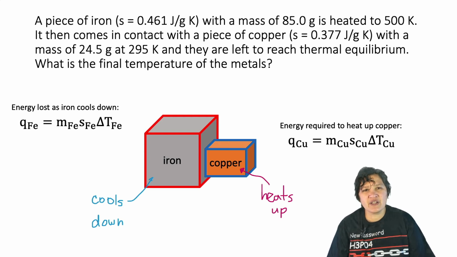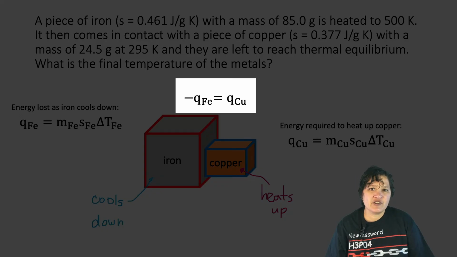Now, the important thing you have to realize is that these two energies are related. The reason is that the energy that is used to heat the copper is coming from the iron. How much energy is used to heat the copper? The exact same amount of energy that is coming out of the iron as it cools. And so I've written it here. The heat energy of copper will be the opposite of the heat energy we calculate for iron.